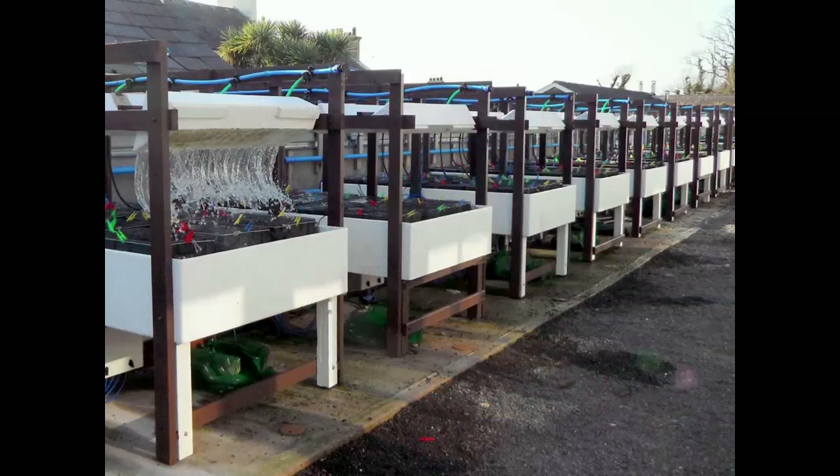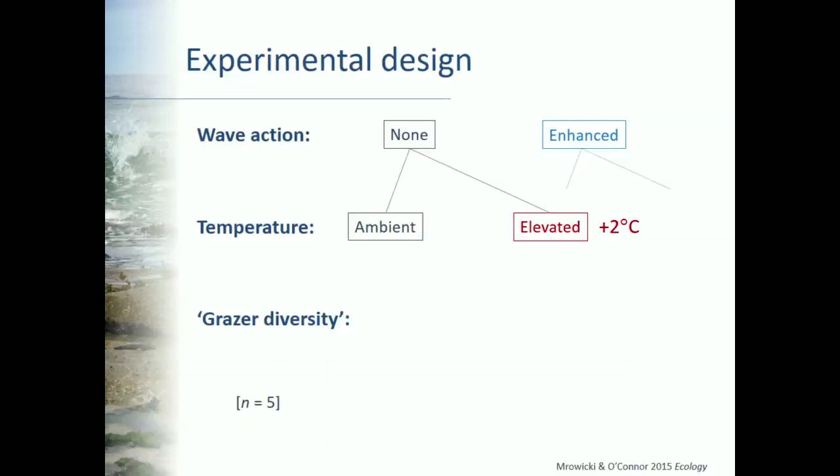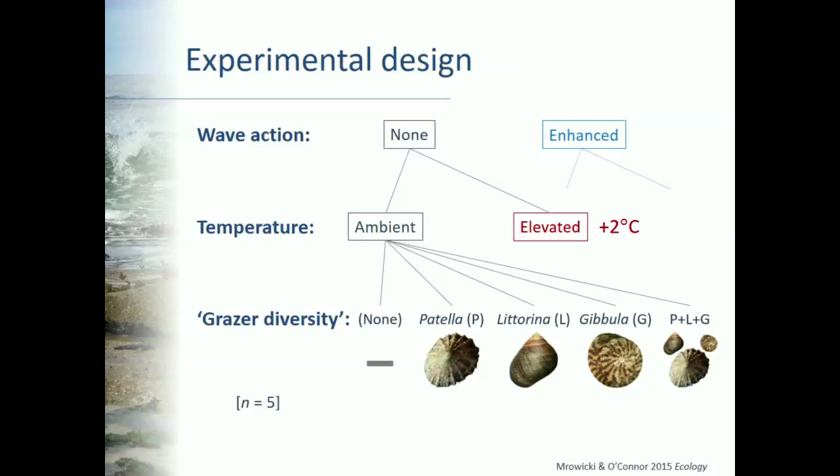So Rob and I designed this experiment where we had wave action, basically the dump buckets turned on or off, two different temperatures, elevated by 2 degrees and ambient, and various grazer diversity treatments. So we had no grazers present, each one by itself, and then all three present. Now, we kind of had an inkling there was going to be some grazer diversity effect. What we were interested in is seeing whether it changed under the different sets of conditions, when things got warmer or if things got stormier.